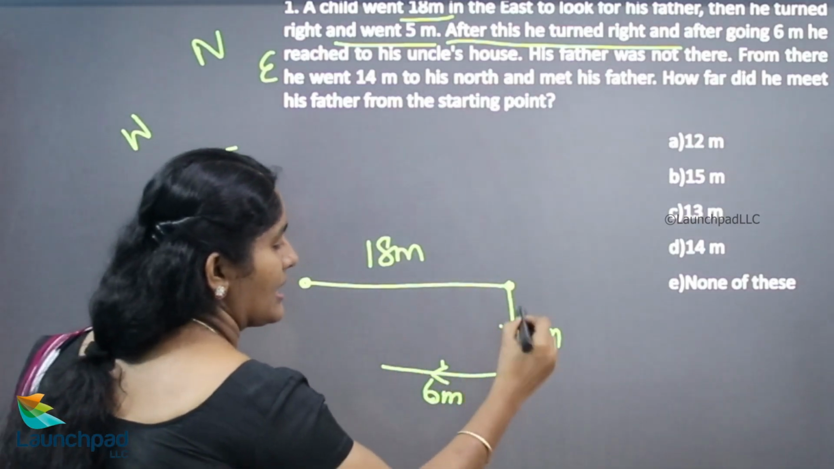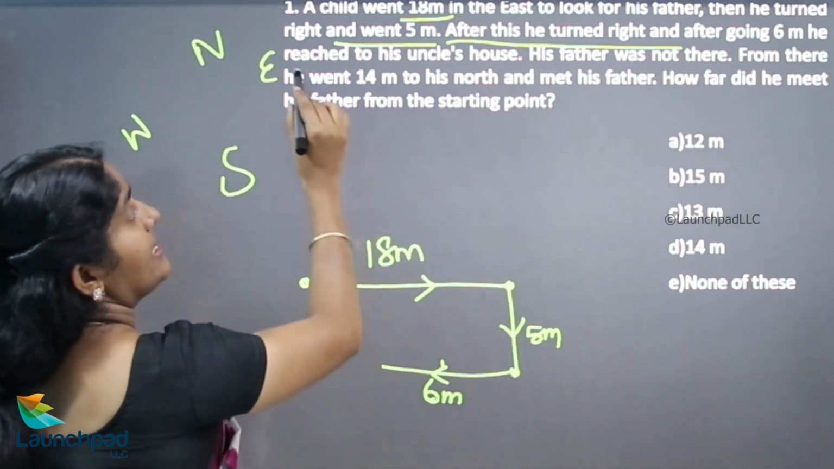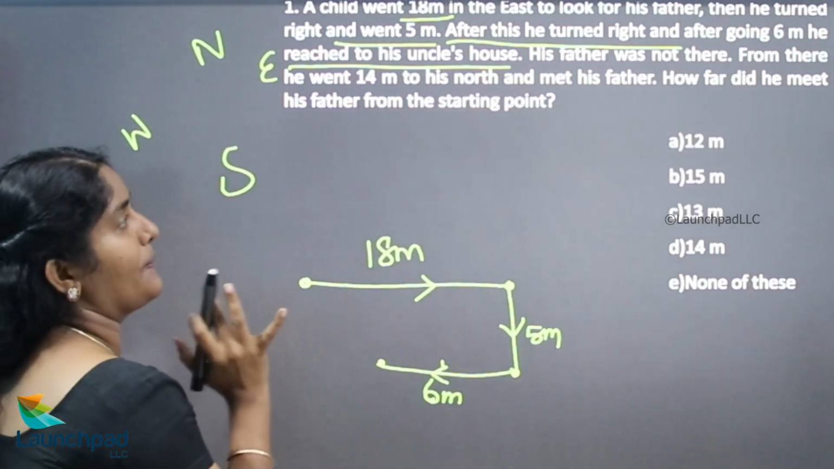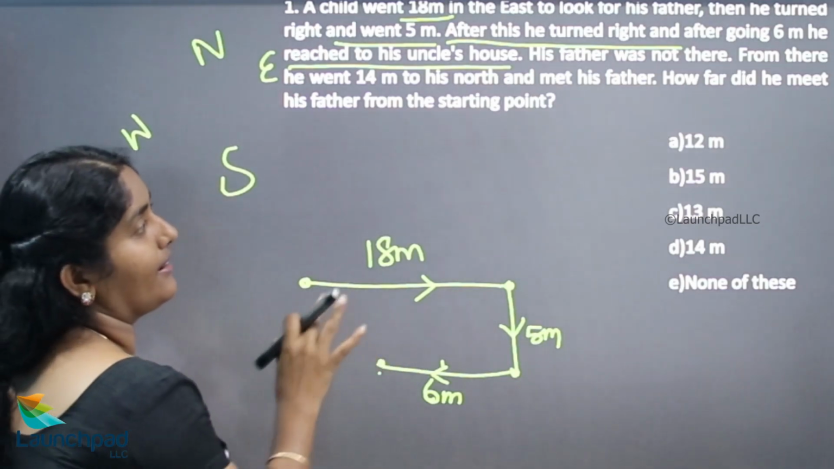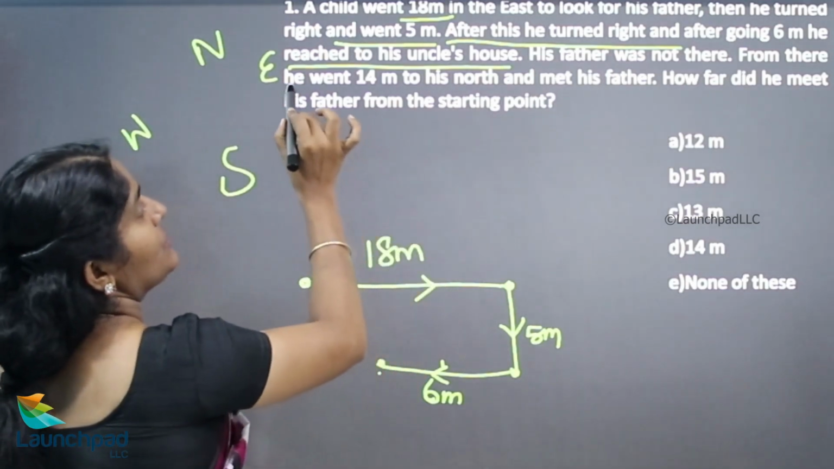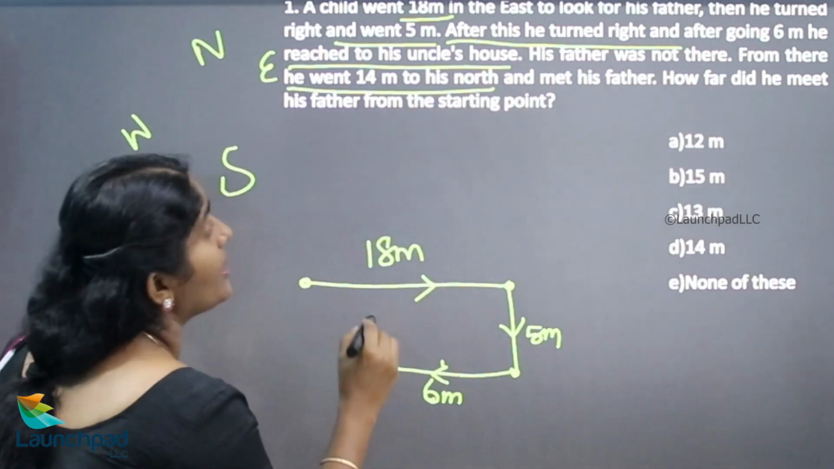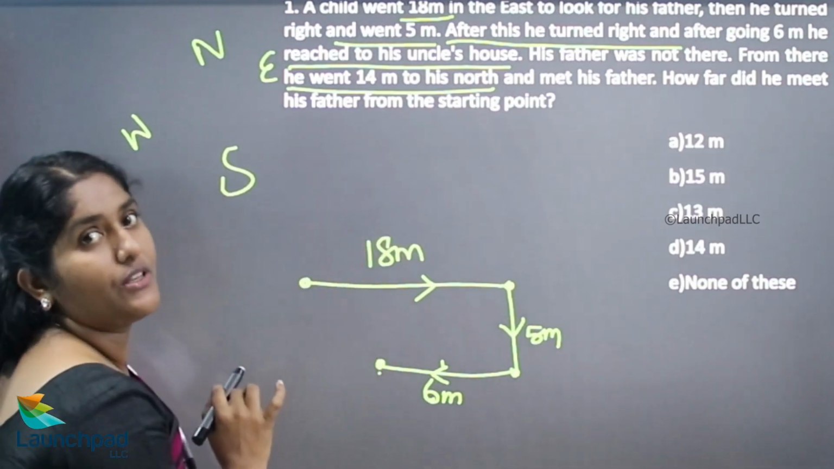So this is the direction. Going 6 meters, he reached his uncle's house here. The uncle's house is there. Unfortunately, his father was not there. From there, he went 14 meters to the north. North means the upward direction is always your north.